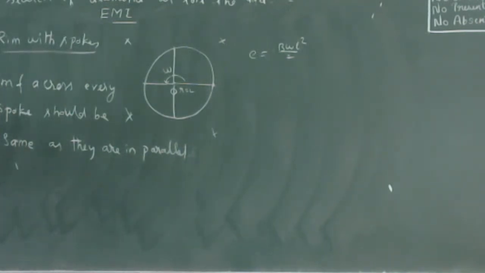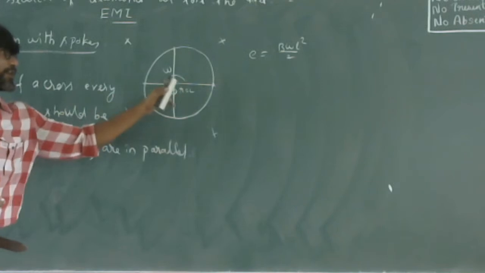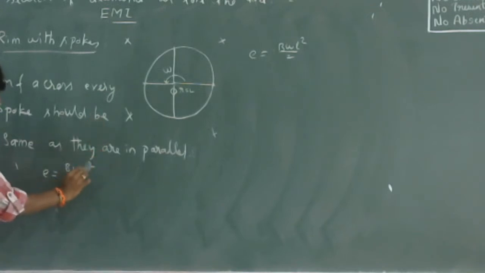EMF across every spoke should be the same as they are in parallel about these 2 points. So in case of a rim with spokes rotating with an angular velocity, the potential EMF induced across every spoke is given by E equal to what? B omega L square. If the radius is R, then we can take R square by 2.